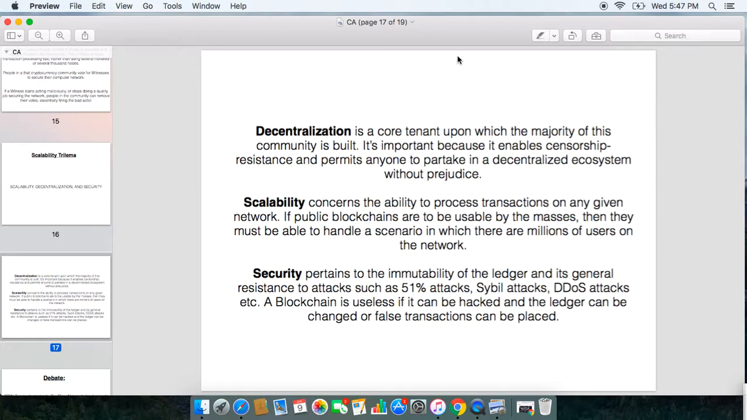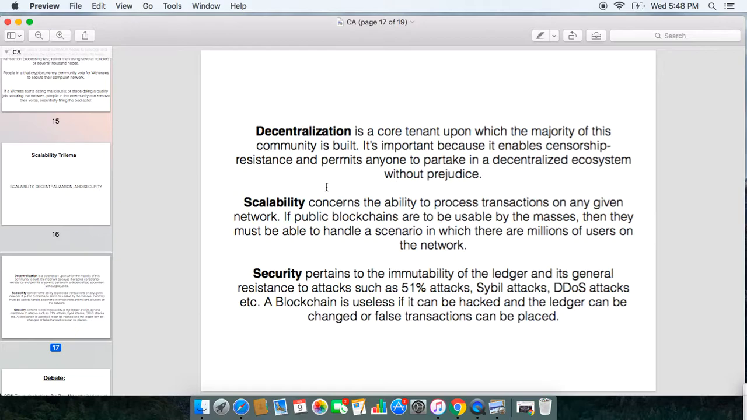Decentralization is important because it enables censorship resistance and permits anyone to participate in a decentralized ecosystem without prejudice. So once again, in a decentralized system like a blockchain, there isn't one person or 5 people that get to dictate everything that happens. That's one of the major benefits of blockchain. You also have scalability. It concerns the ability to process transactions on any given network. If public blockchains are to be used by the masses, then they must be able to handle a scenario where there are millions of users on the network. That's what delegated proof of stake is trying to attack.